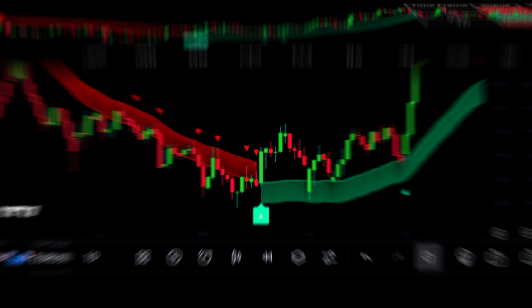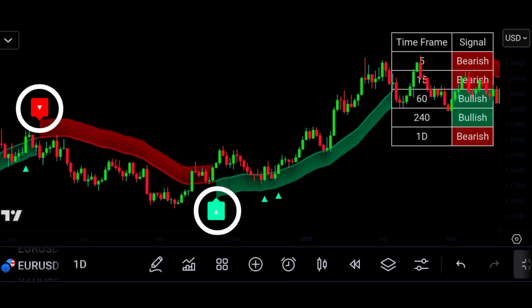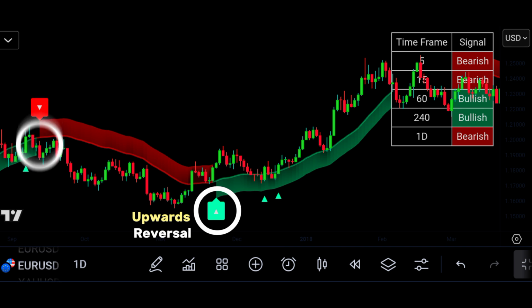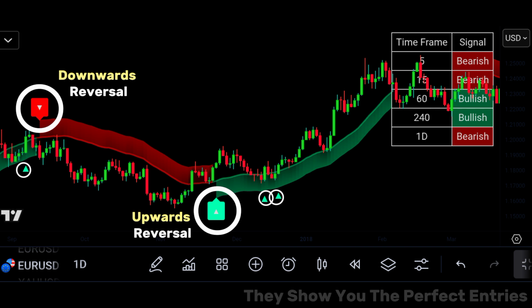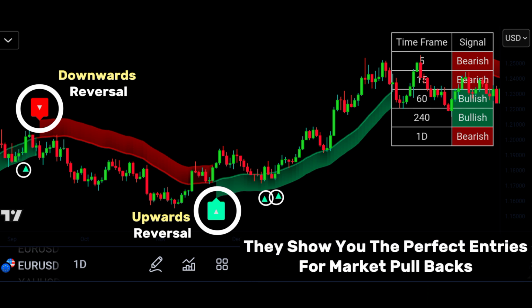But that's not all. You see these arrows here. They are your new friends. The green arrow means the trend is reversing up, and the red arrow means it's heading down. See these tiny arrows along the ribbon? That's where the magic happens. They show you the perfect entries for market pullbacks.